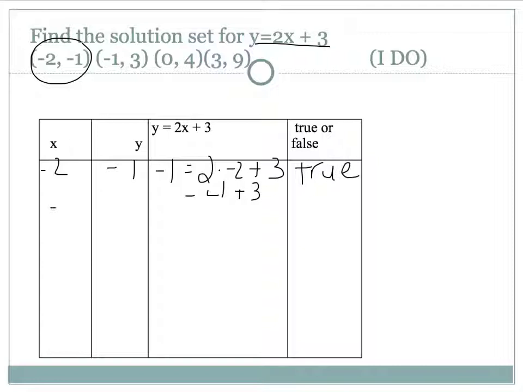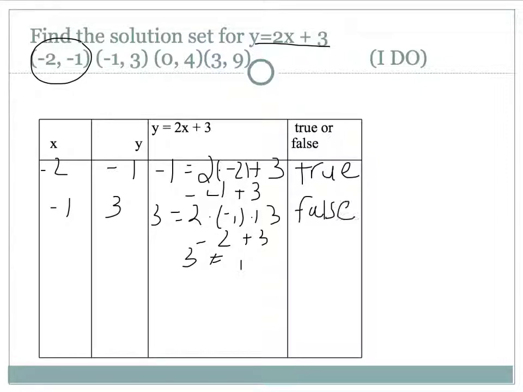Okay, the next one, negative 1, 3. Again, we're going to plug in: 3 is equal to 2 times negative 1, this should be in parentheses, plus 3. So negative 2 plus 3 is equal to 1. So here, 1 is not equal to 3, so false. Okay, for the next one, 0, 4. I'm going to plug in 4 for y and 0 for x. 2 times 0 becomes 0, so 0 plus 3 is 3. So I have 3 is equal to 4, false.